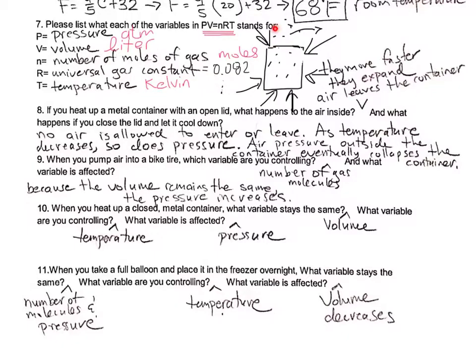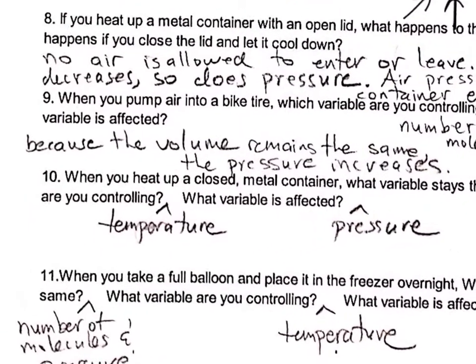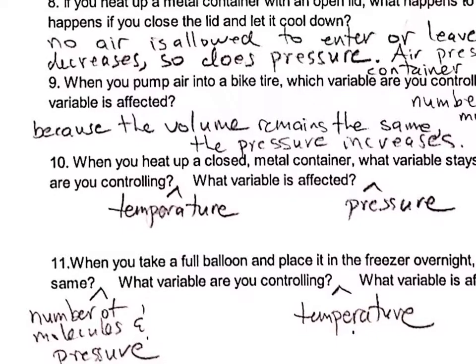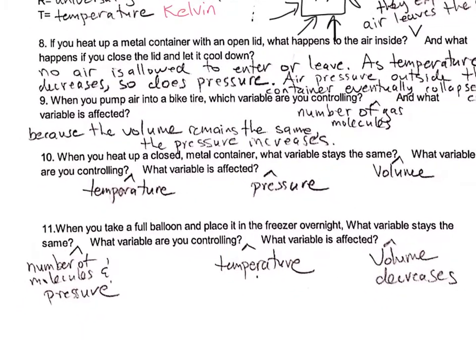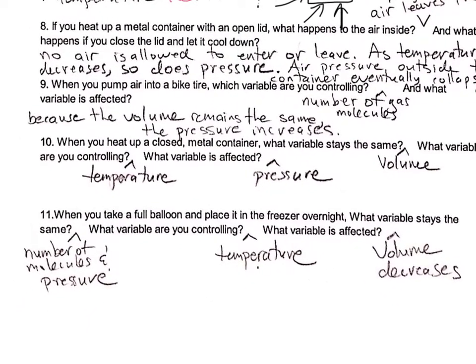All right, number 9. When you pump air into a bike tire. Okay, so pumping air into a bike tire, and maybe I should show you this. Which variable are you controlling and what variable is affected? So the difference here is this is what you do and this is what happens. Okay? The variable you're controlling is the thing you're actively doing, and then this is a result of that.